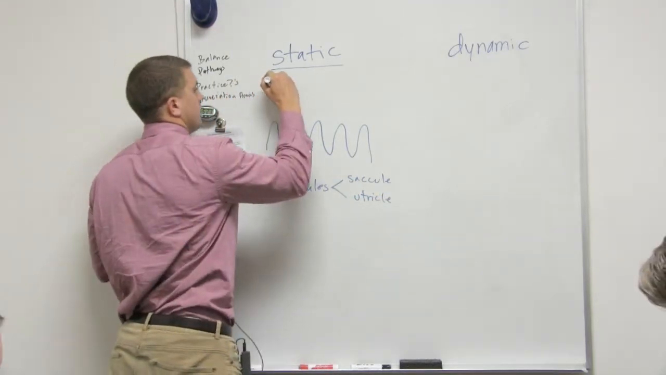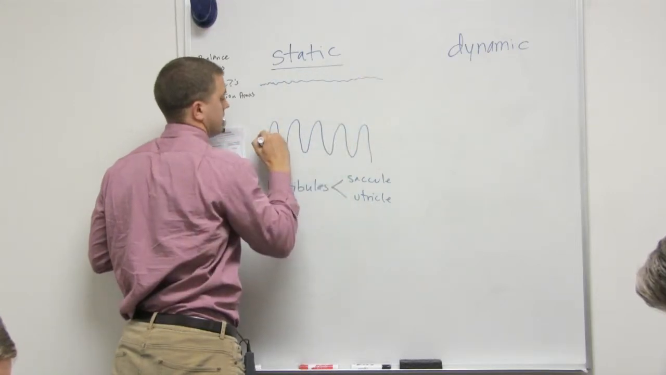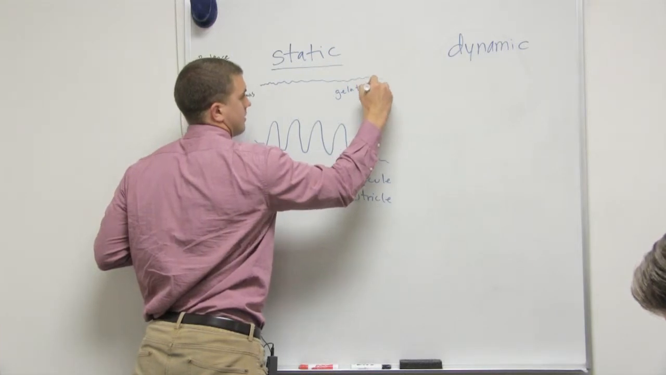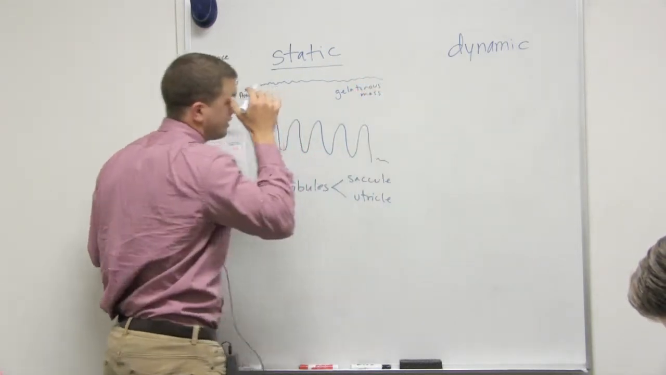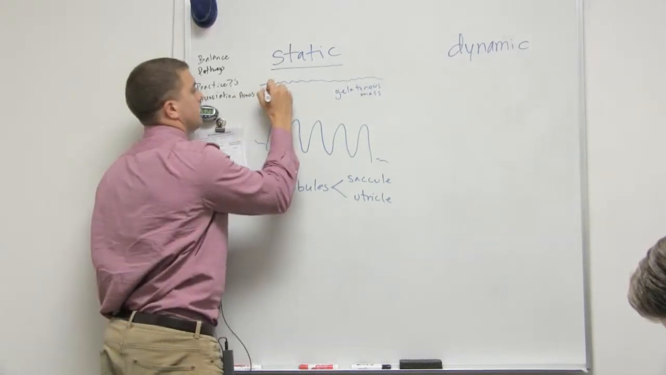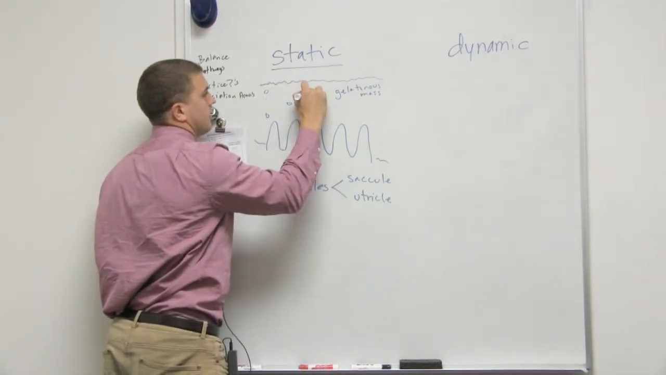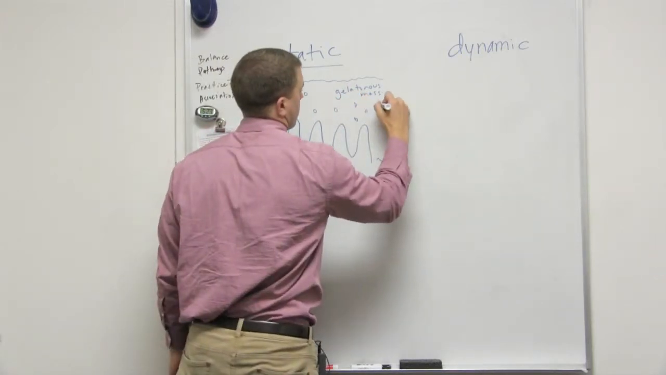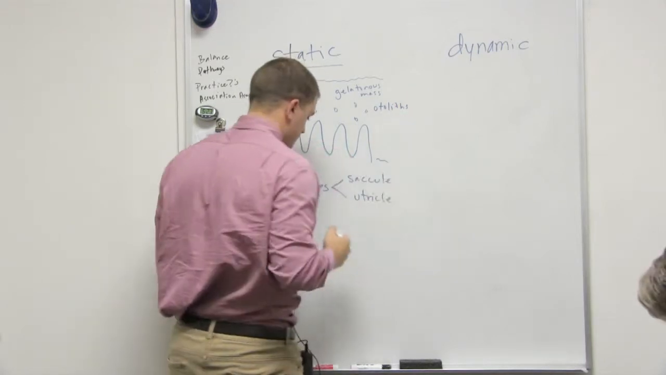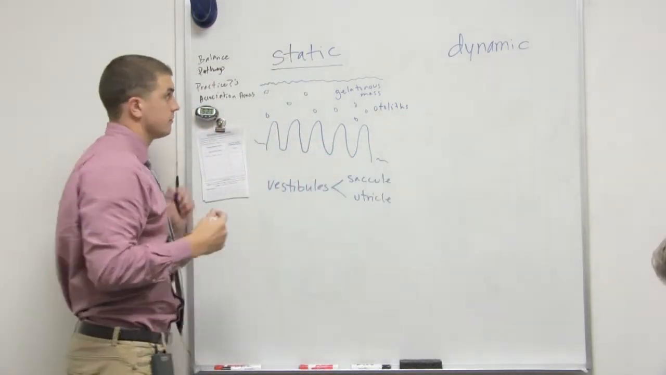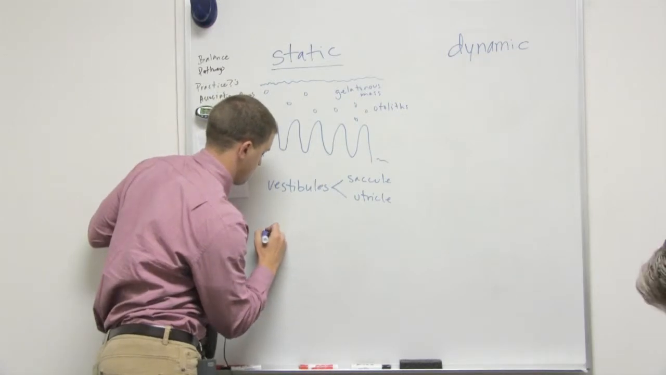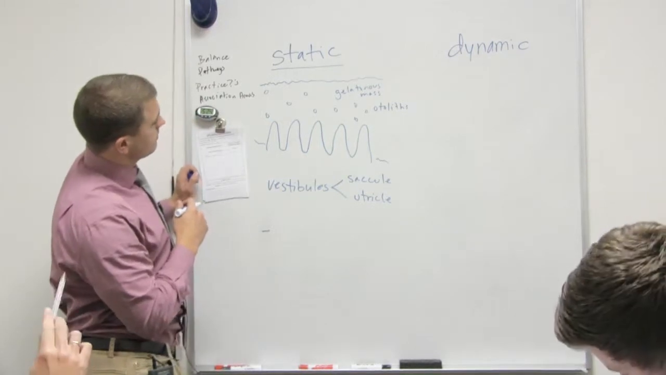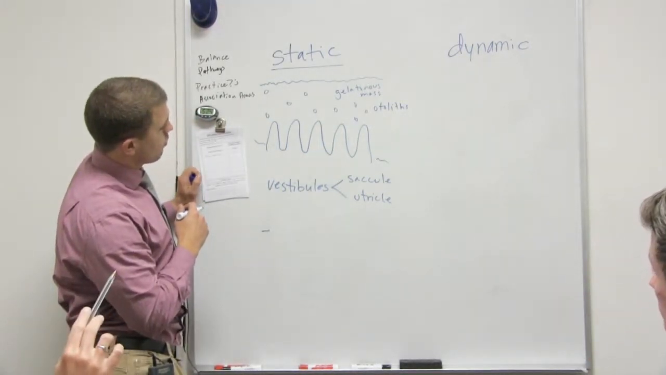And there's this gel type of stuff that sits on here. They call it the gelatinous mass. And inside of this gelatinous mass, there are certain particles. I'm not sure what they're made out of, but they call them otoliths. This is for static, right? Yep. And for dynamic, the semicircular canals. So that squiggly is the vestibules, and then the little squiggly is the gelatinous mass.